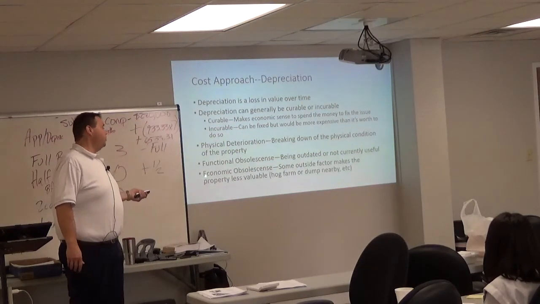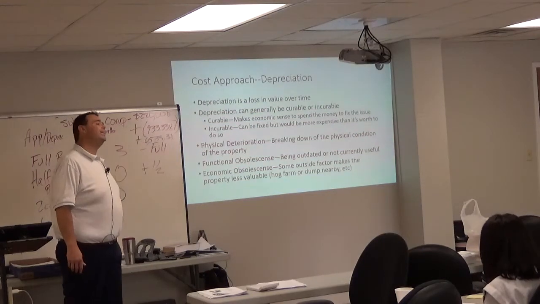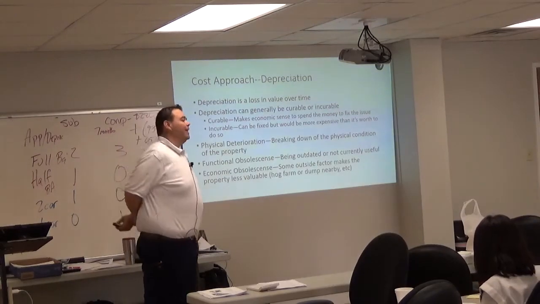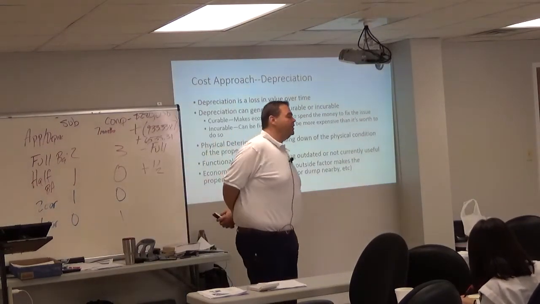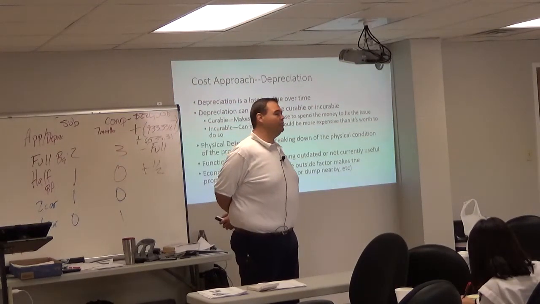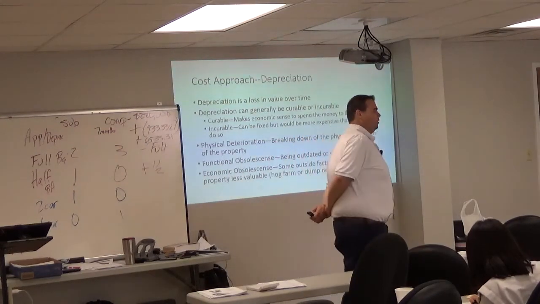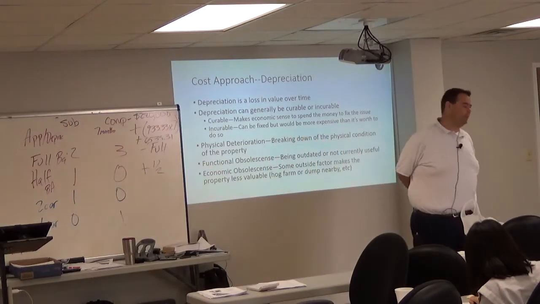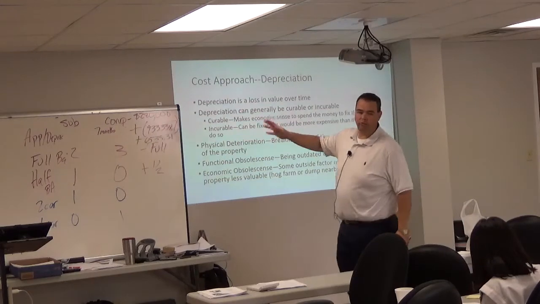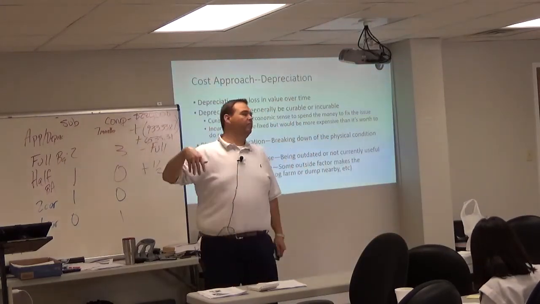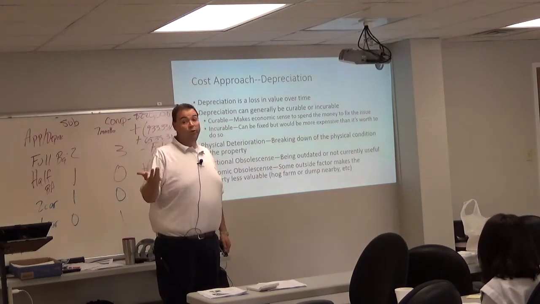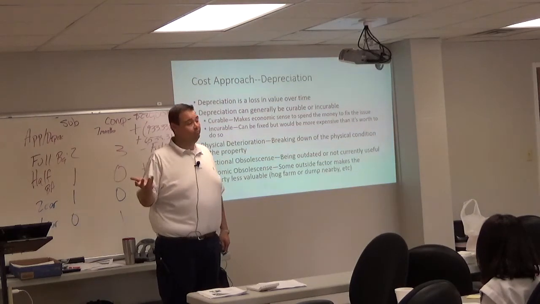Economic obsolescences you should pay attention to for test-taking purposes. An economic obsolescence is always incurable. And here's the reason. It's not on the subject property in question. It's around it. It's nearby. It's on somebody else's property. Would a hog farm next door lower the value of your property? That's an economic obsolescence. It's any external factor that lowers the value of a property. And it's incurable because you can't change it. You can't make it go away.